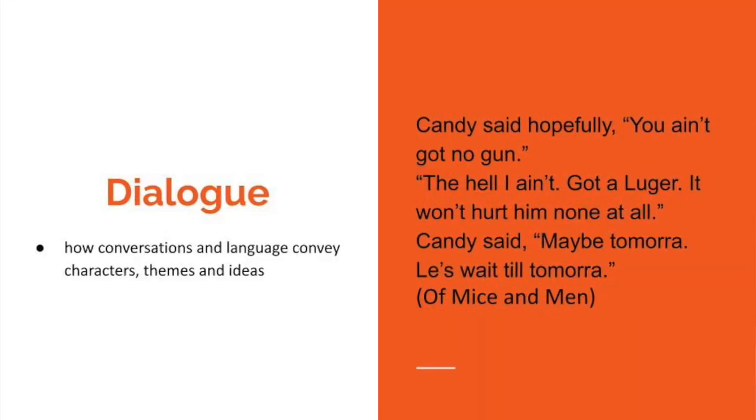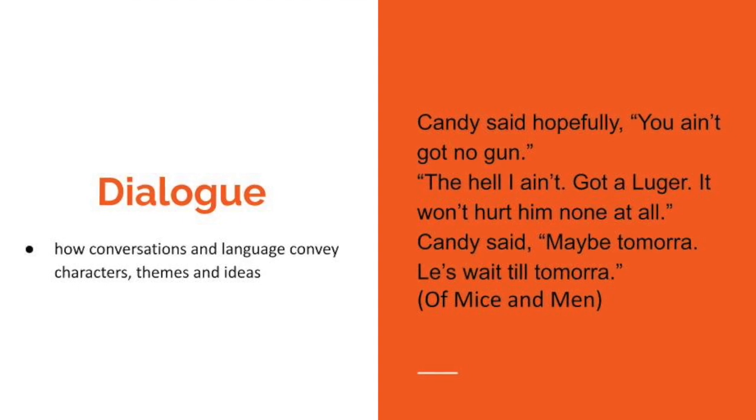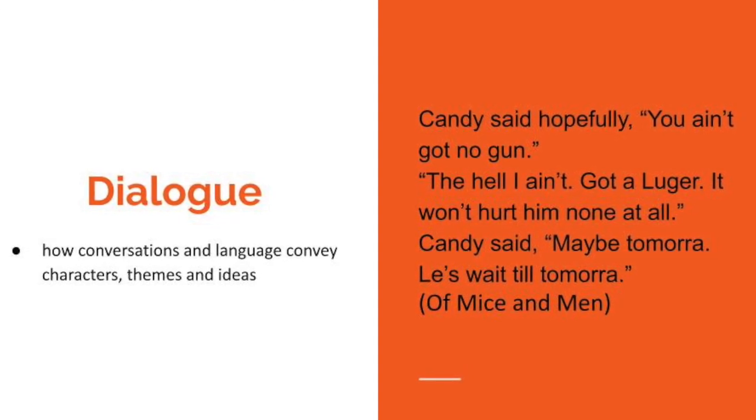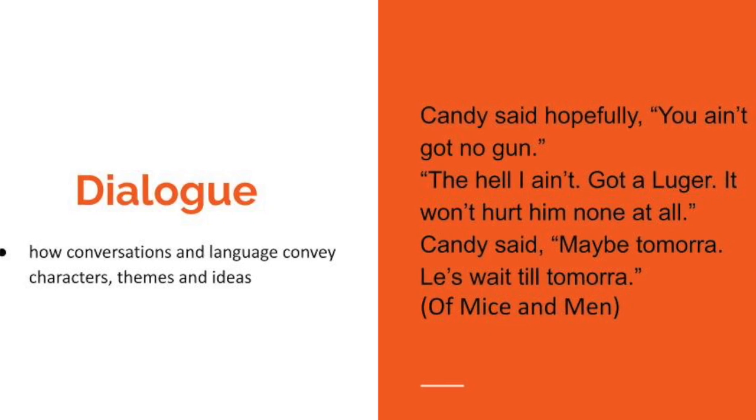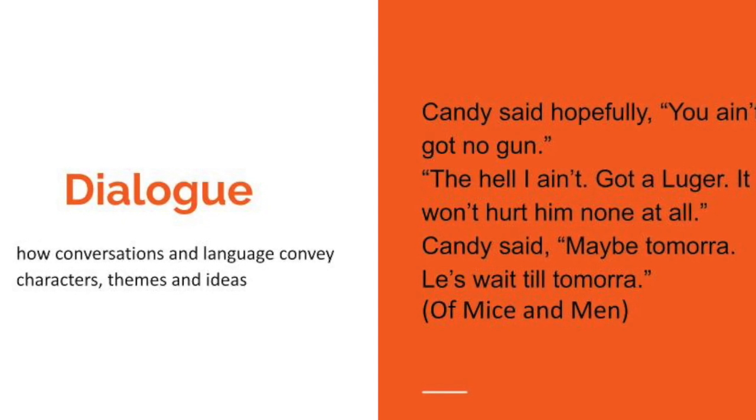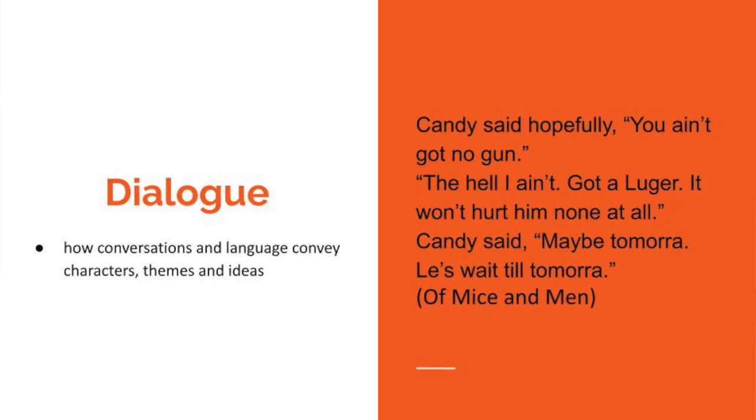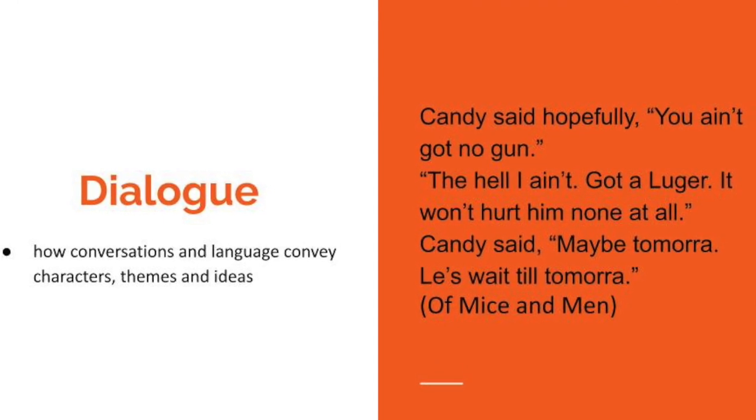When Carlson responds, Carlson's dialogue shows his lack of complete sympathy with Candy. "The hell I ain't. Got a Luger. Won't hurt him none at all." Carlson has the kind of brash personality that he's going to force his will upon Candy, really regardless what Candy says. And Candy's words, "Maybe tomorrow, let's wait till tomorrow," are really poignant. The repetition of tomorrow shows he's absolutely desperate to just postpone it for one more day and have his dog another night. But unfortunately, the world of Of Mice and Men is a very brutal world.